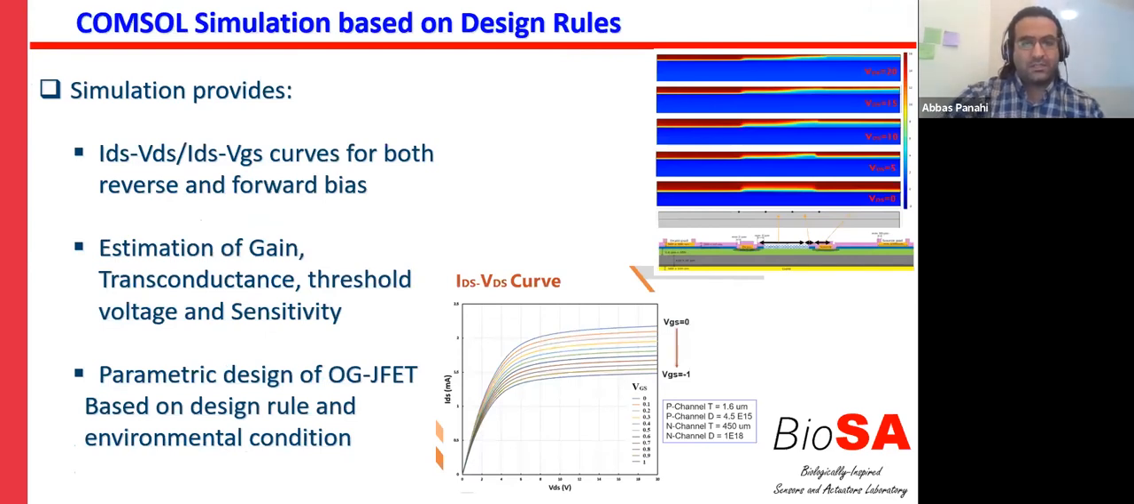We use COMSOL simulation based on design rules that are offered by CMC. In COMSOL, we could get IDS-VDS and IDS-VGS curves for both reverse and forward bias. And COMSOL simulation helped us to estimate the gain, transconductance, threshold voltage, and sensitivity for estimating the sensor response before fabrication. COMSOL also helped us to have parametric design of OpenGate JFET based on design rules and environmental conditions, and estimate environmental condition effects on the sensor. As you can see, the IDS-VDS curve is very similar to our experiments.